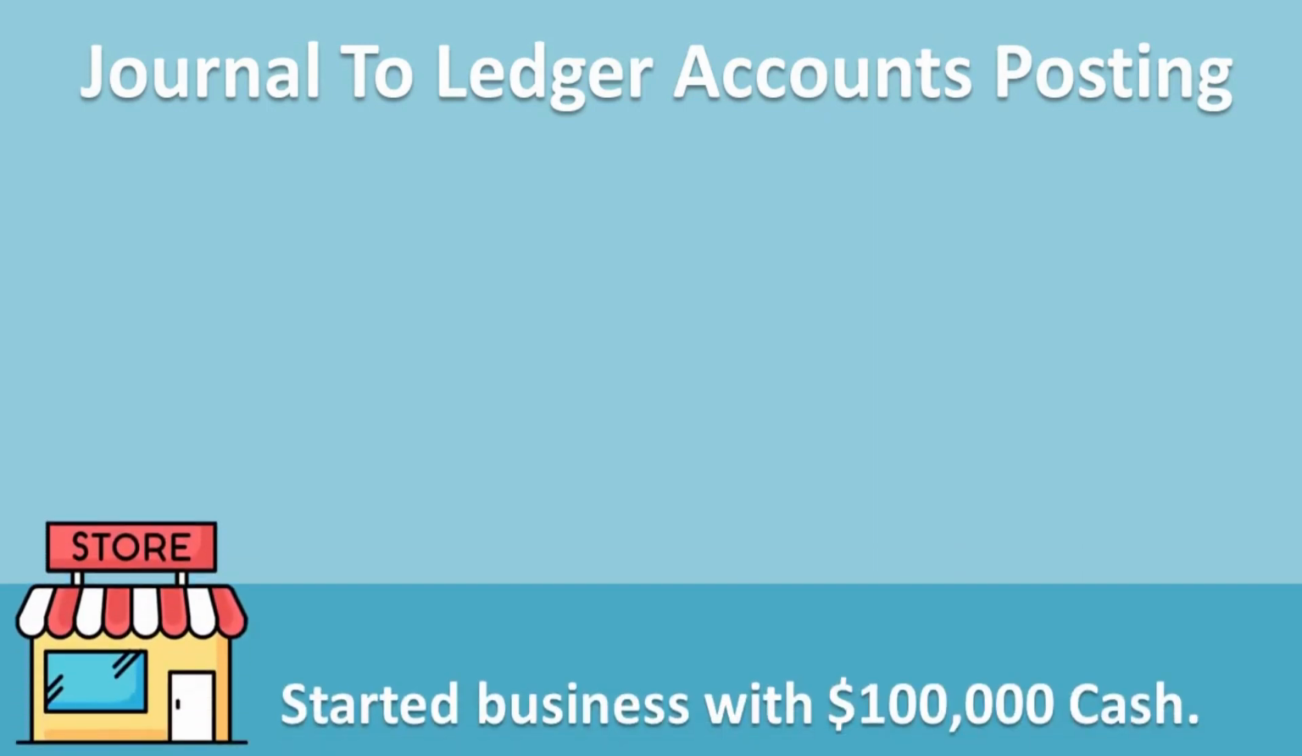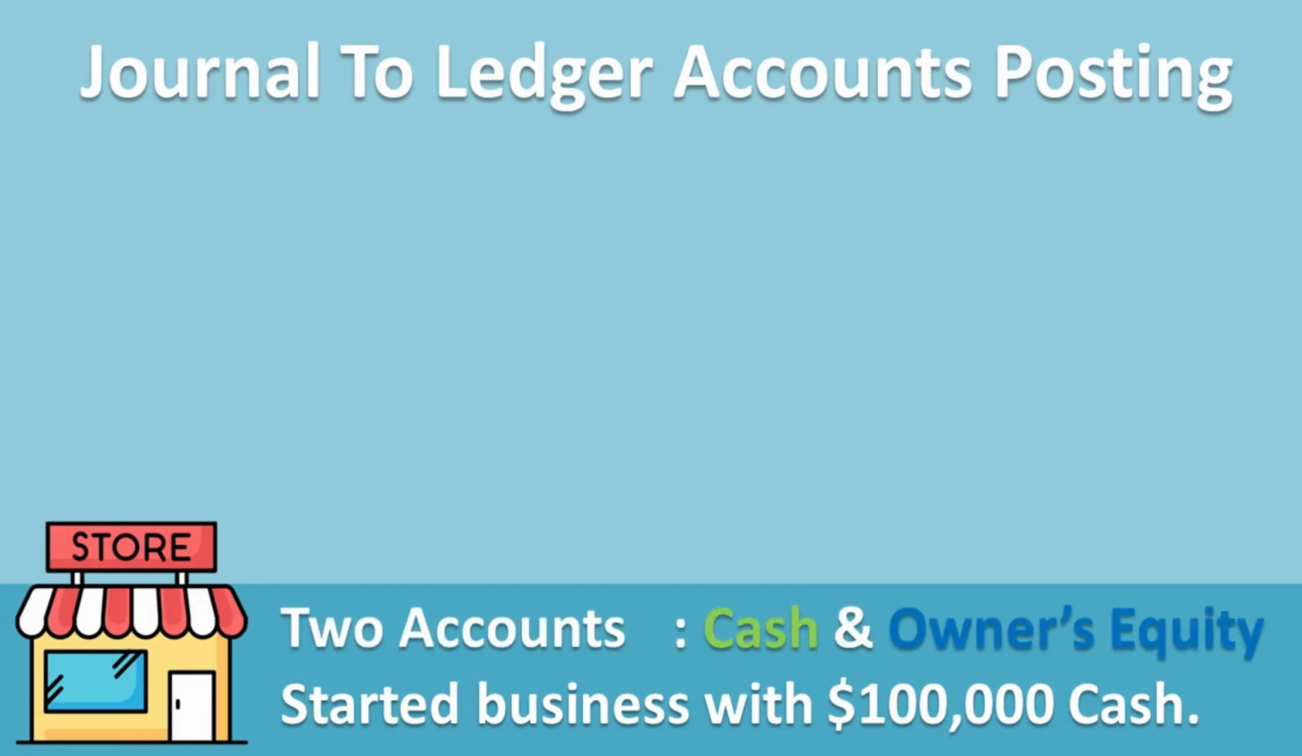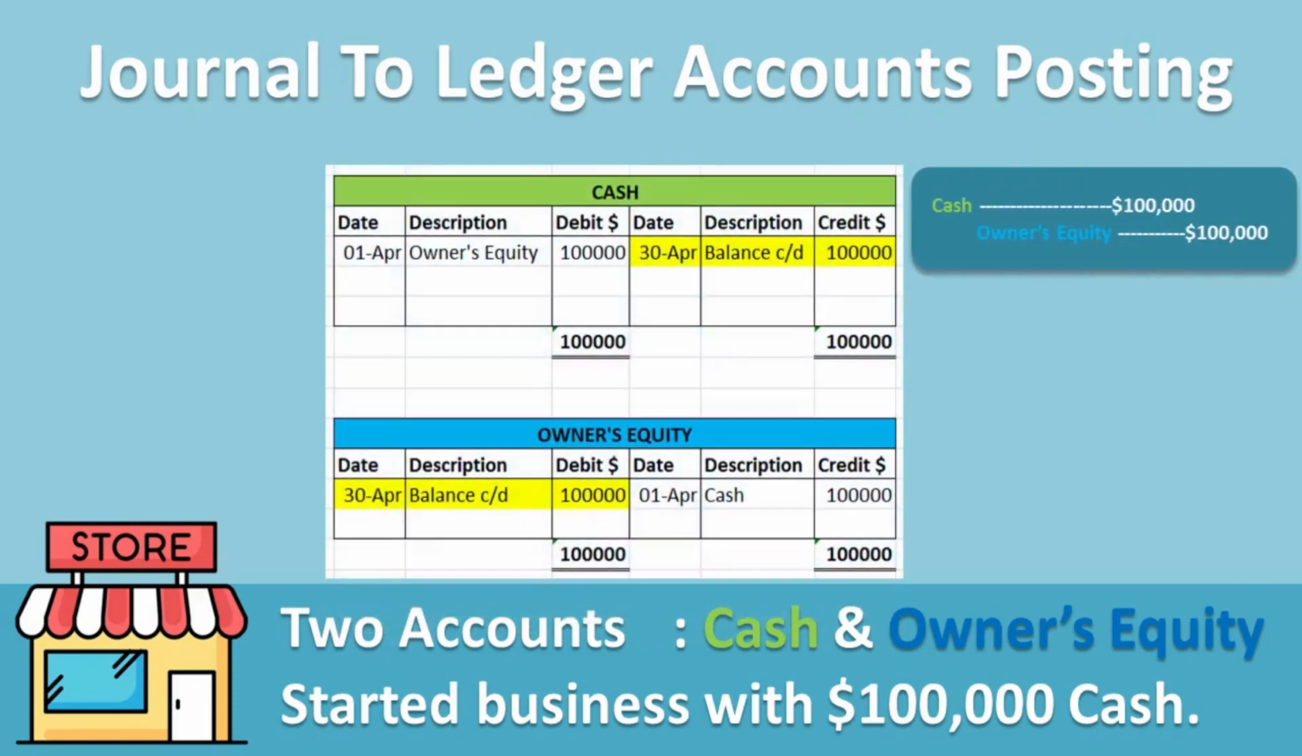Assume a businessman started a new store with $100,000 cash. Since we know a journal entry will involve at least two accounts, in this case the accounts involved will be cash and owner's equity. This is the journal entry for the transaction: debit to cash and credit to owner's equity with $100,000. The ledgers of both accounts are as follows.